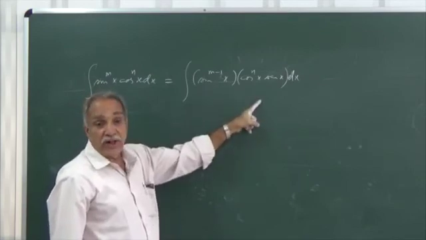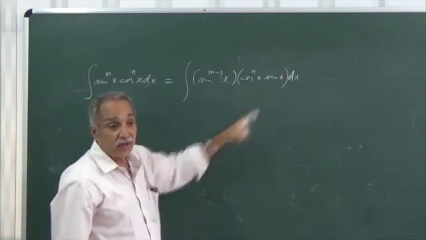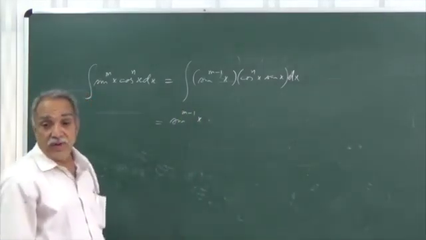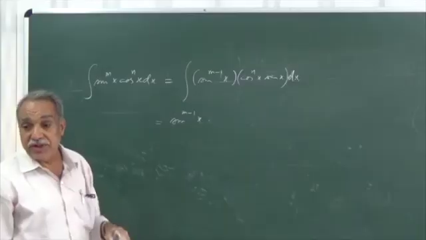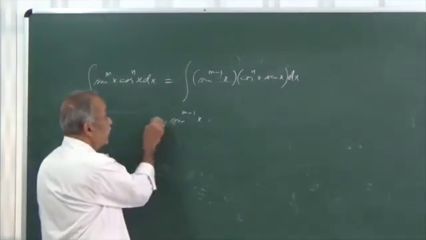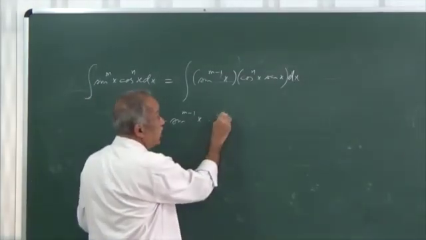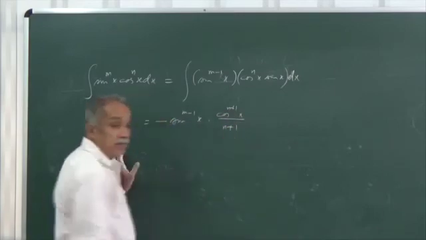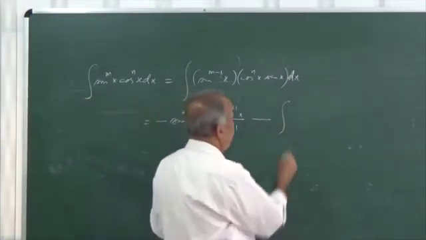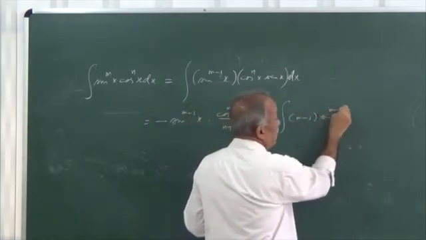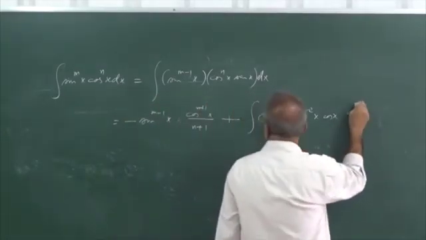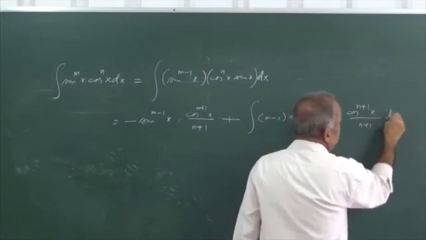Apply the rule of integration by parts, taking this as first function, this as second function, into the integral of the second. Cos x is t, sin x dx is minus dt. So it is t to the power n into minus dt. The integral is minus cos power n plus 1 x divided by n plus 1. Minus the integral of the derivative of the first, m minus 1 sin power m minus 2 x into cos x, into the integral of the second, minus cos power n plus 1 x divided by n plus 1, dx.